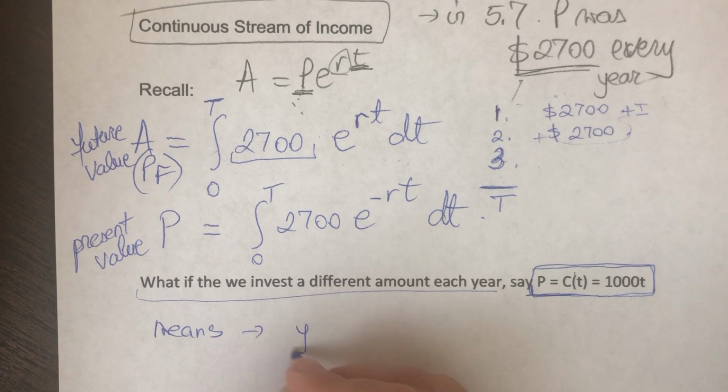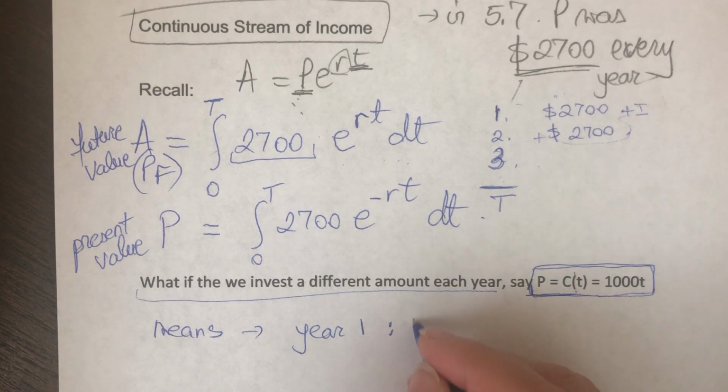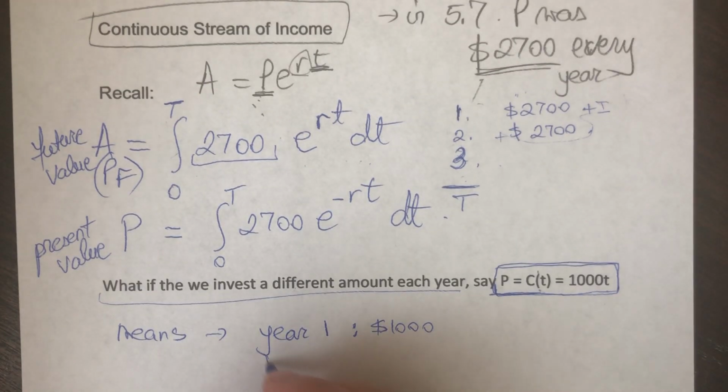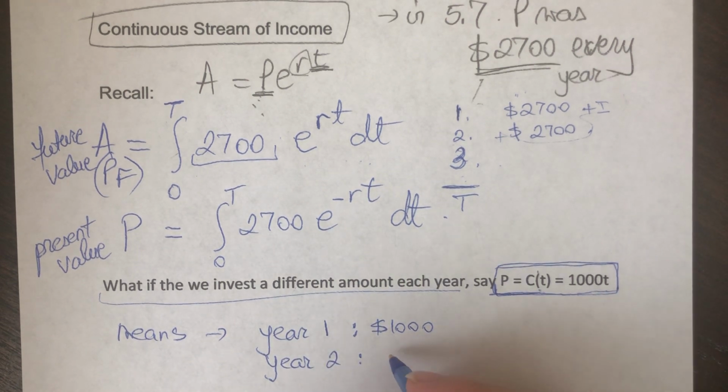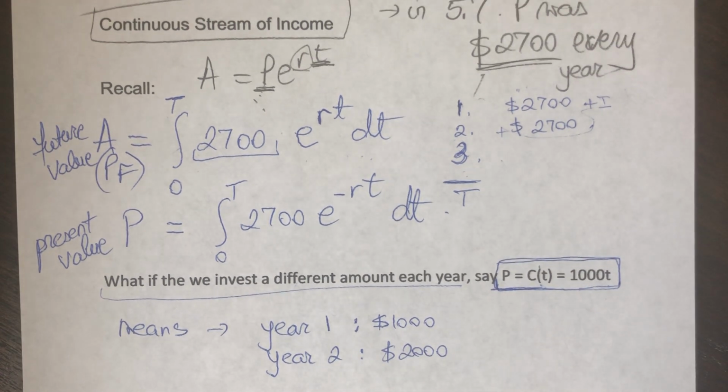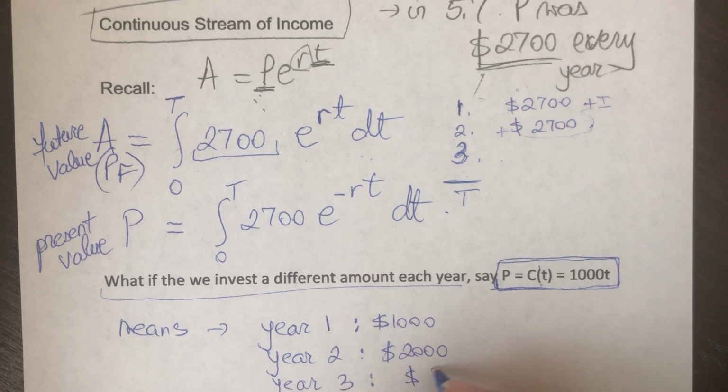In year one, how much money are we starting with? At year one, we're putting in $1,000, yes? Year two, how much money can we put in? Well, 1,000 times 2, 2,000. So I'm upping my game every year, right? So year three, I can put in 3,000. Well, who knows how far we can up this game.